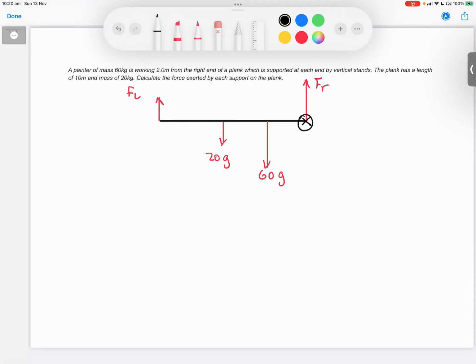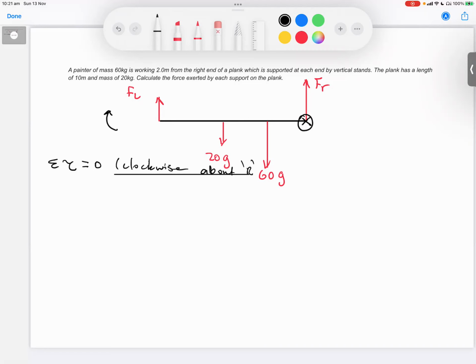So I'm going to say the sum of the torques equals 0. And that's going to be clockwise. Clockwise about R. So I might put that in brackets. Clockwise about the right end.